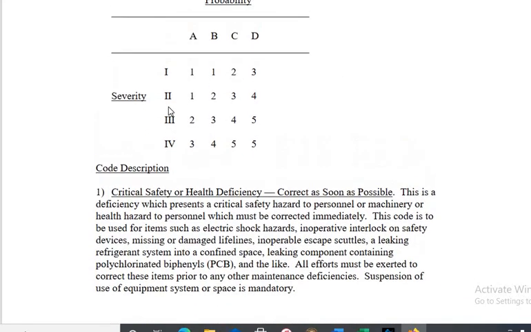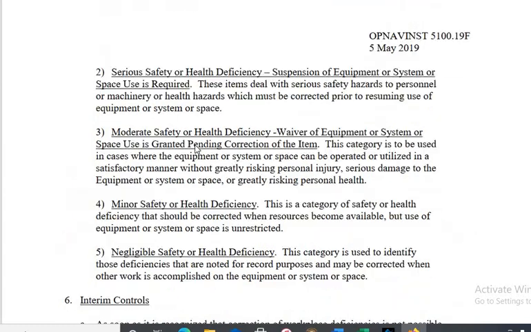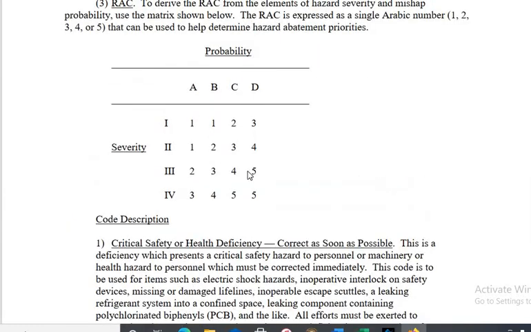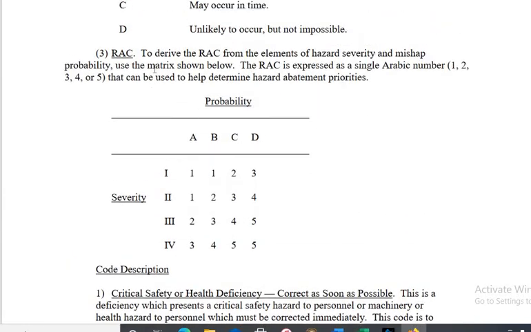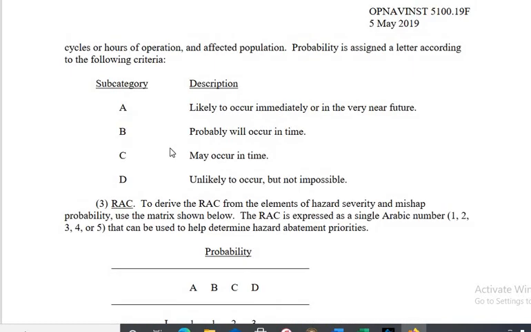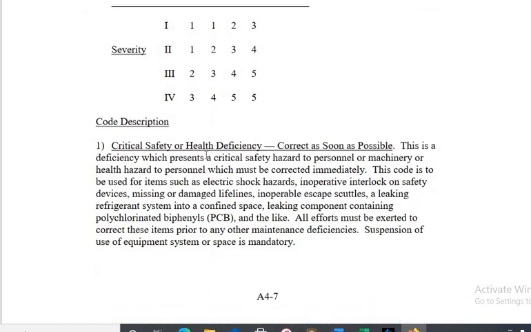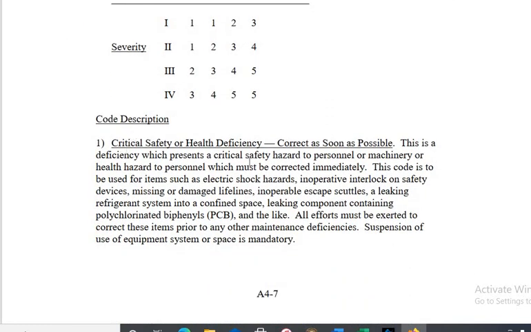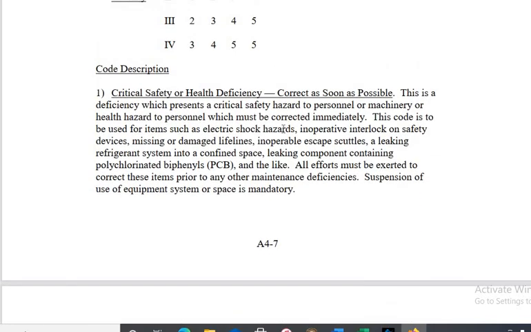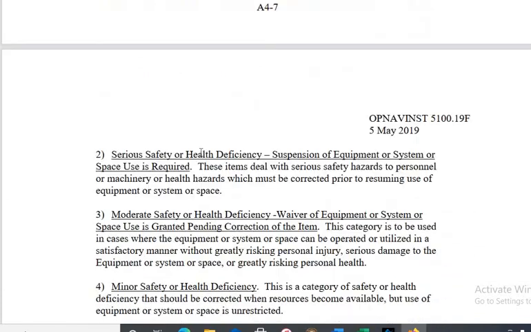And then the RAC codes, it also defines what the 5 different ones are. So again, you get your RAC code from a combination of the severity and the probability. And that's 1, 2, 3, 4, 5, Arabic numbers. So number 1, critical safety or health deficiency, correct as soon as possible. And the definition for that is what you would imagine from anything called critical safety or health deficiency.